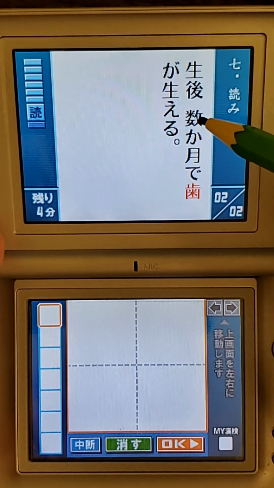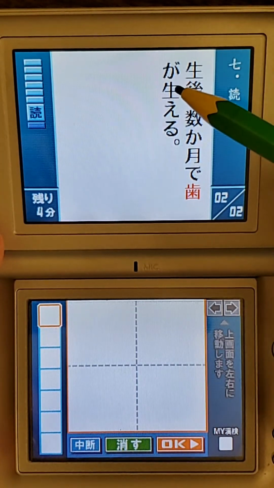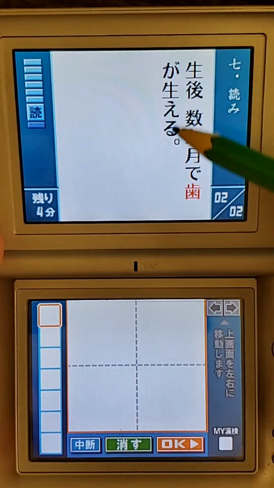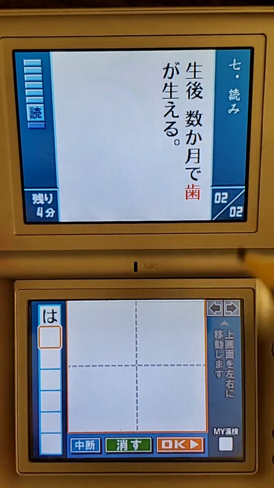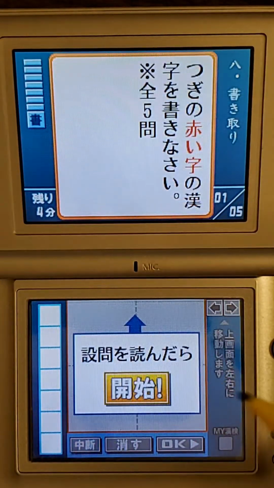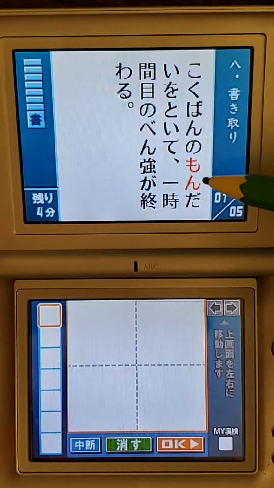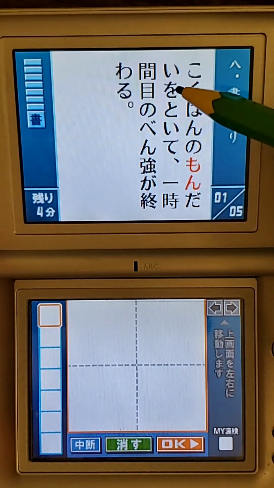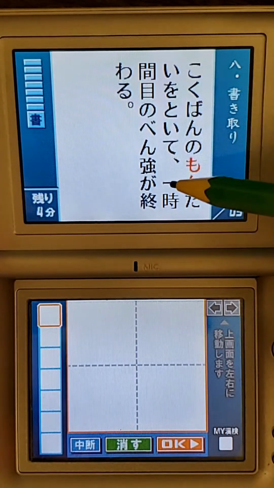Seigo. Kazu ga tsuki de. Ha ga. Weird. I'm not sure reading that, but this is ha. The kanji it's asking me is ha. And okay. Kokuban no mondai. Now we're writing the kanji on this last part here. So kokuban no mondai o toite. So you solve the problem on the blackboard.